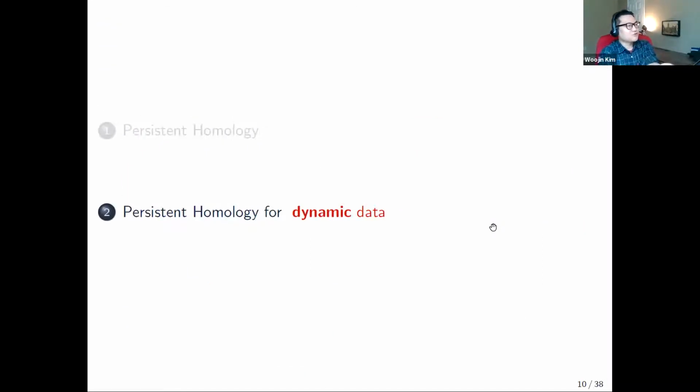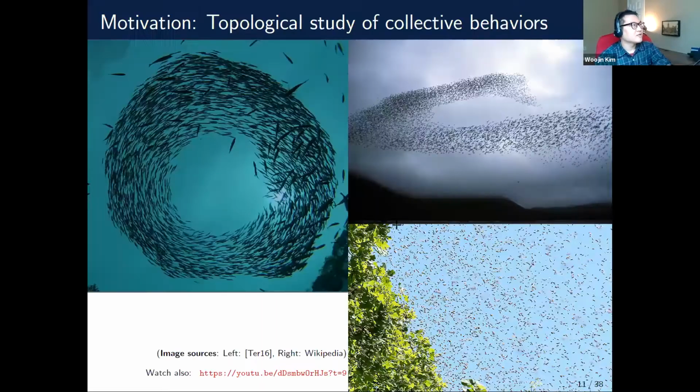Okay, now we are ready to move on to persistent homology for dynamic data. The motivation is the topological study of collective behaviors. As you already know, there are many instances of collective behaviors in nature: a flock of birds, a school of fish, or a swarm of bees. Given such collective behaviors, we can observe that the distances between entities change over time. Therefore, we can see them as dynamic metric spaces.